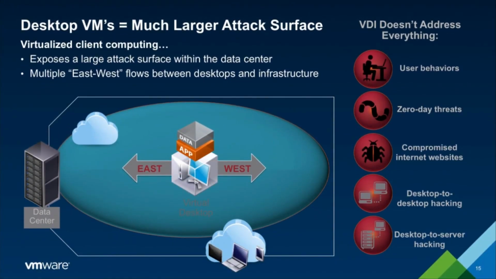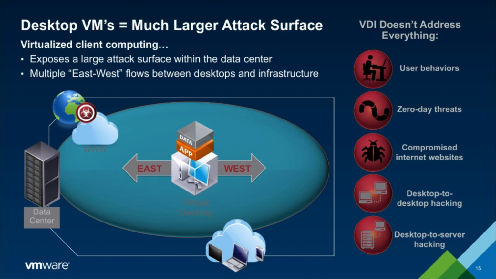It didn't address for us user behaviors inside of their desktop. Things like zero-day threats and compromised internet websites, and ideas like desktop-to-desktop hacking. What happens when those desktops are back inside of the data center? How do we secure them? And even things like desktop-to-server hacking. So VDI has done a lot of great things for us. The desktop VMs also present a much larger attack surface, especially when we're talking about east-west intra-data center security.